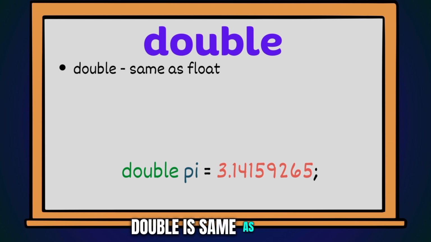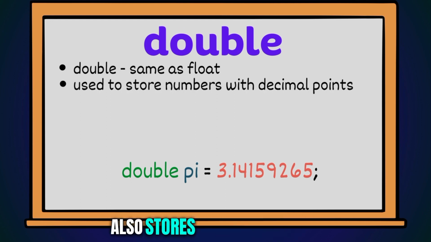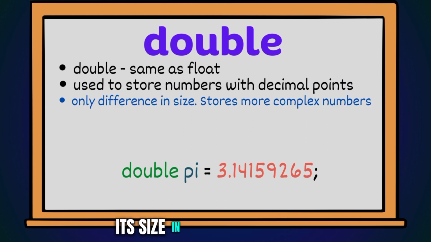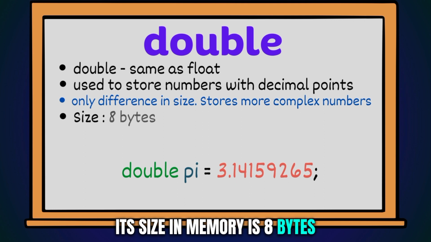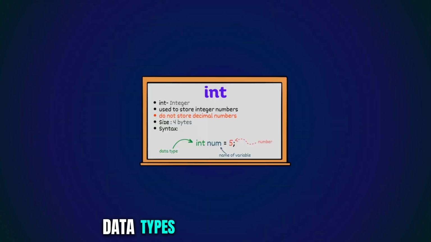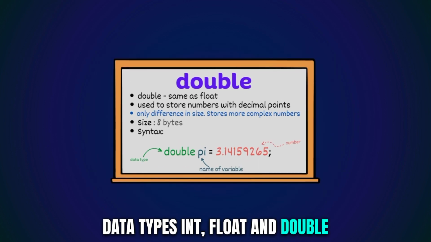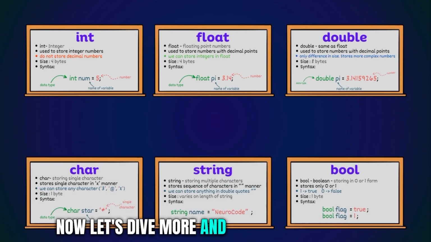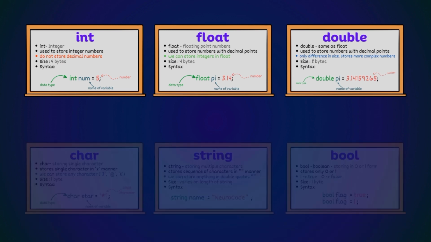Double is the same as float, it also stores decimal numbers, with the only difference being size. Its size in memory is 8 bytes. Syntax is the same, only we write double as the data type. Till now, we have seen numeric data types: int, float, and double. Now, let's dive more and see other data types.